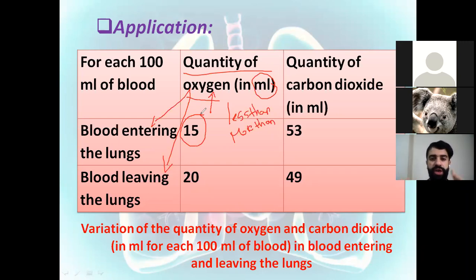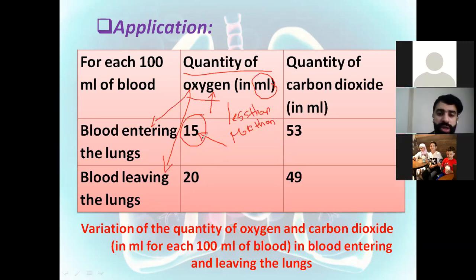Here's a bonus point. Thank you. So Adam, you have to say it like this: the quantity of oxygen in the blood entering the lungs was 15 milliliter, which is less than what? The quantity of oxygen in the blood leaving the lungs, which is 20 milliliter. Let's move to the second one.